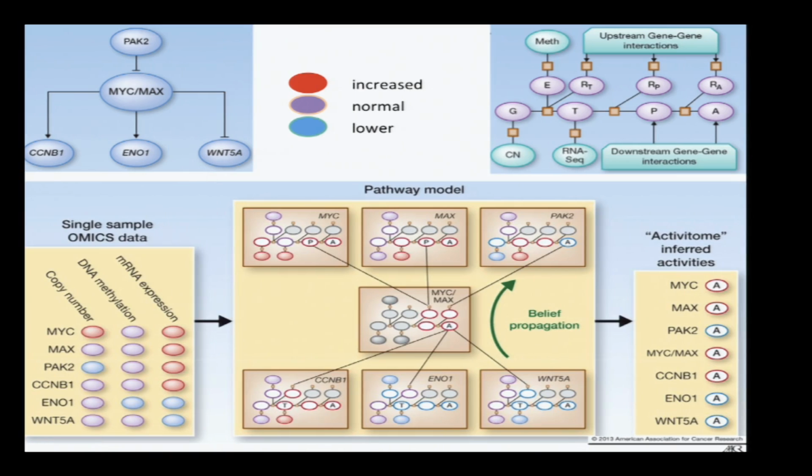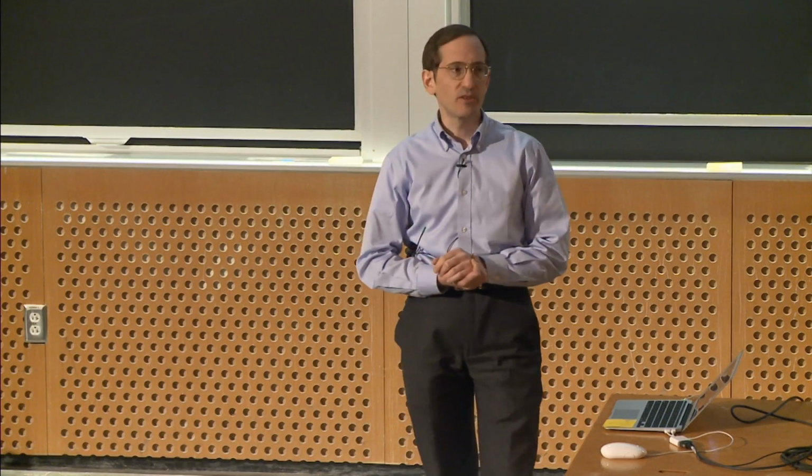Questions on the factor graphs specifically, or anything that's come until now?